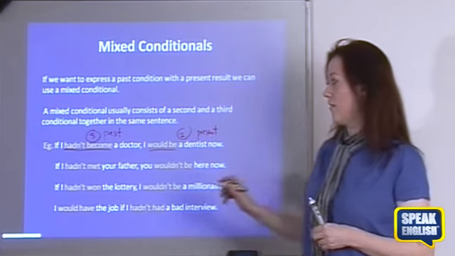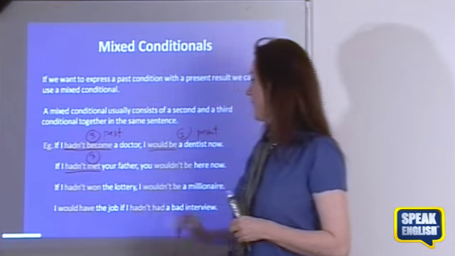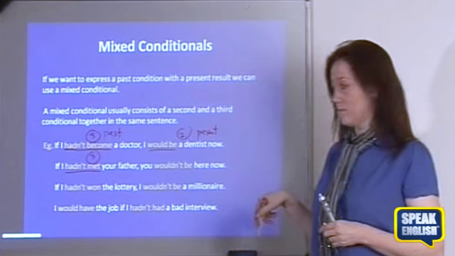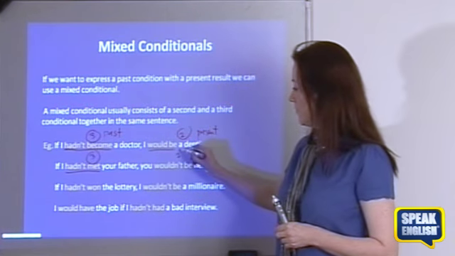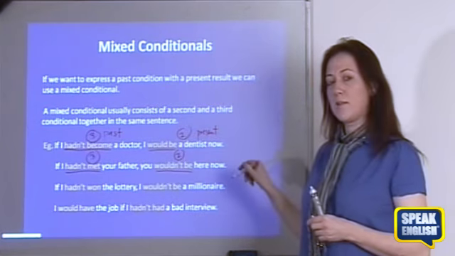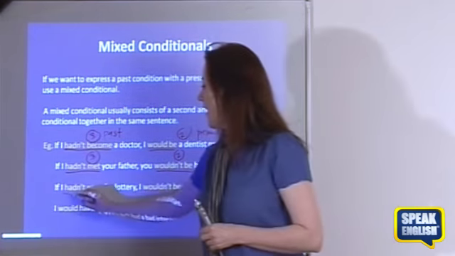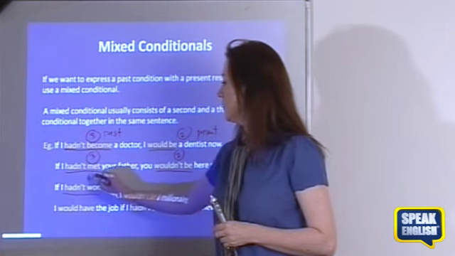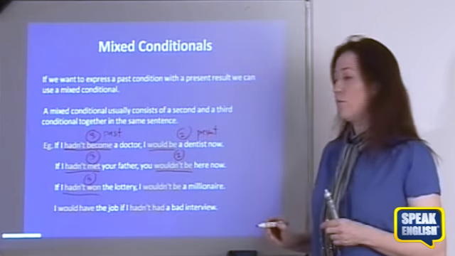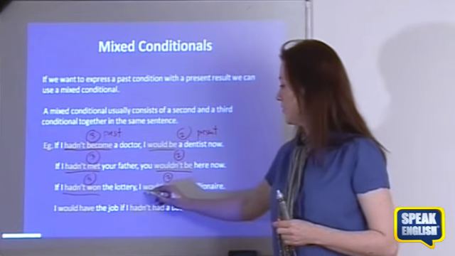If I hadn't met your father, third conditional, you wouldn't be here now. Second conditional, talking about the past and the present together. If I hadn't won the lottery, I wouldn't be a millionaire. Present situation.